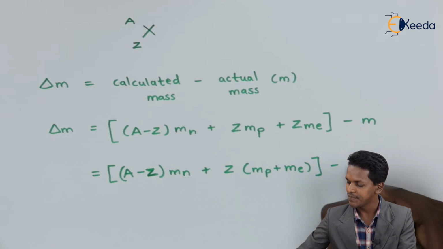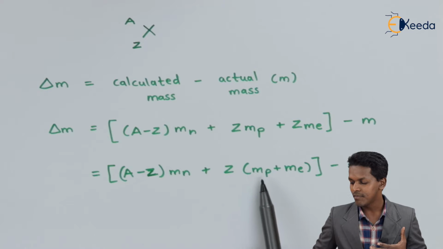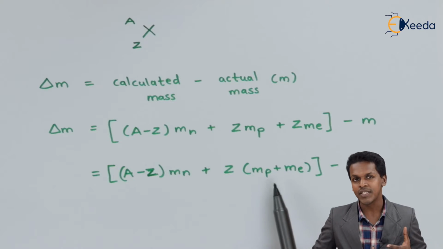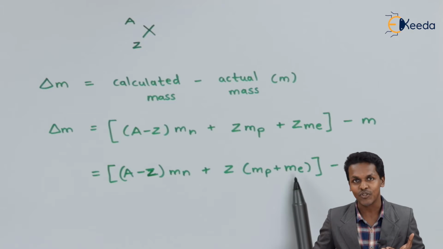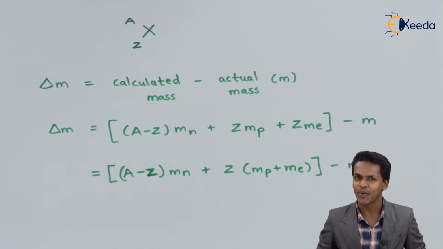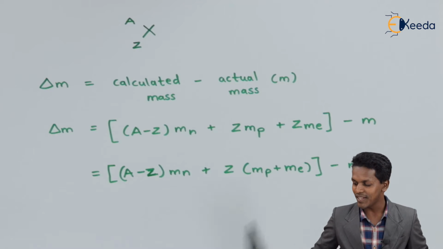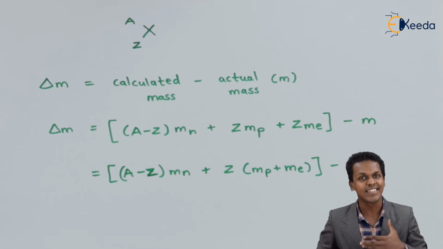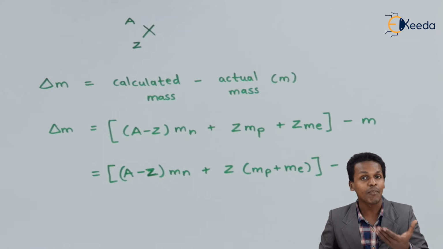Here, the mass of proton plus mass of electron. That means, suppose we consider only one proton and one electron present in that particular nuclide, then we could say that nuclide is nothing but hydrogen. Therefore the mass of the proton and the mass of the electron is nothing but the mass of the hydrogen, that could be multiplied by Z, and that is how the equation can be simplified.